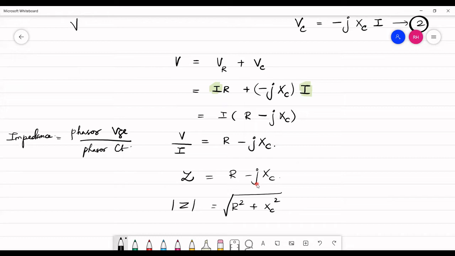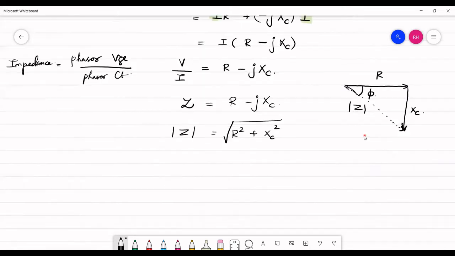And now let's draw a triangle with this. So R is along the real axis, and we have Xc with a negative magnitude in the imaginary axis, and the sum of these two is going to be Z, and the angle it makes between R and Z is called the impedance angle, because this is the angle of this triangle. We call this triangle the impedance triangle.